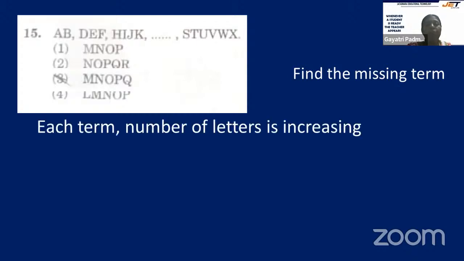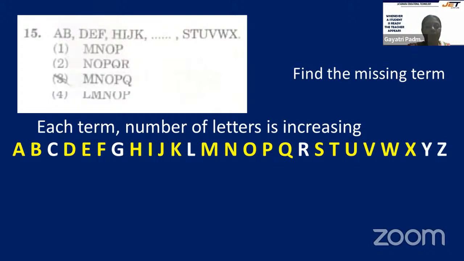Each term, number of letters is increasing, isn't it? So here you have A, B, C is left, next you have D, E, F, next G is left, next you have H, I, J, K, right? So next you should leave L so that you can have, let me explain. Here you have 2. Though you are leaving only 1, next is 3, you're leaving 1, next is 4, you're leaving 1. So next should be 5, isn't it? Right? So you have M, N, O, P, Q. So they will give you just M, N, O, P to confuse us. But you should follow the order and then you should come to a conclusion.